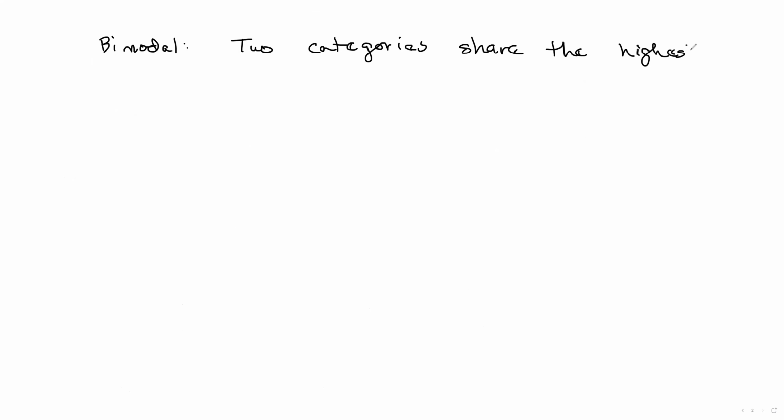So I have bimodal: two categories share the highest number of outcomes. And multimodal: more than two.